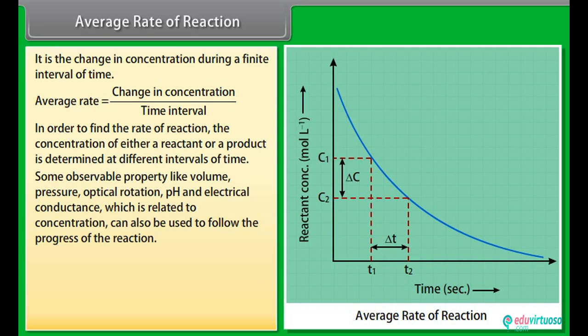Some observable property like volume, pressure, optical rotation, pH, and electrical conductance, which is related to concentration, can also be used to follow the progress of the reaction.